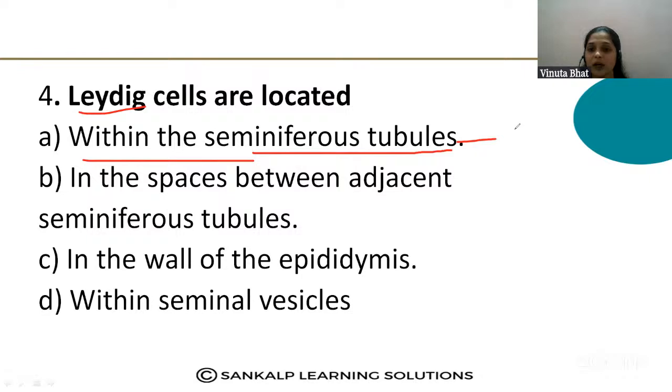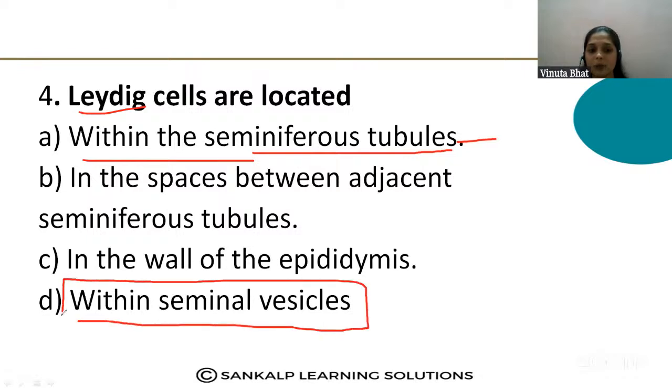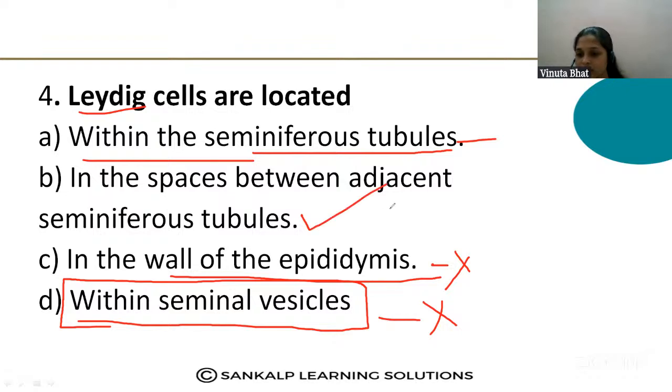What is present inside the seminiferous tubules? Sertoli cells and the germ cells. And the seminal vesicle is a gland that does not contain any such cells. So Leydig cells are not present in the seminal vesicle. That is a gland. And epididymis, that is an accessory duct which does not contain the Leydig cells. So what is the correct answer? In the spaces between the adjacent seminiferous tubules, option B is the correct answer. Yes, Sudha. Option B. Very good.